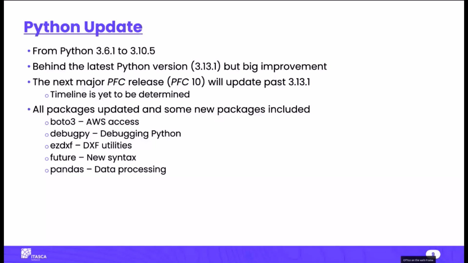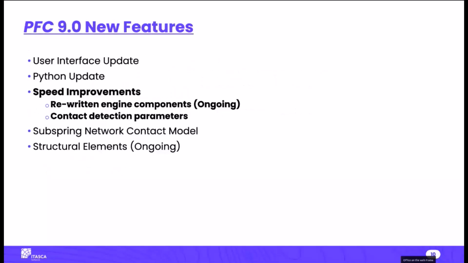In addition to that, we have libraries which do other things, and new libraries that have been included, which I wanted to mention, are Boto3, which allows you access to AWS, DebugPy, which is for debugging Python. We didn't have that in version 7. EasyDXF, which is a DXF utility. Futures, which we did not include in version 7, I don't believe, which allows you to adopt new syntax, and Pandas, which is not a very big library, but can be really helpful for data processing. So that's all I will say about the Python update.